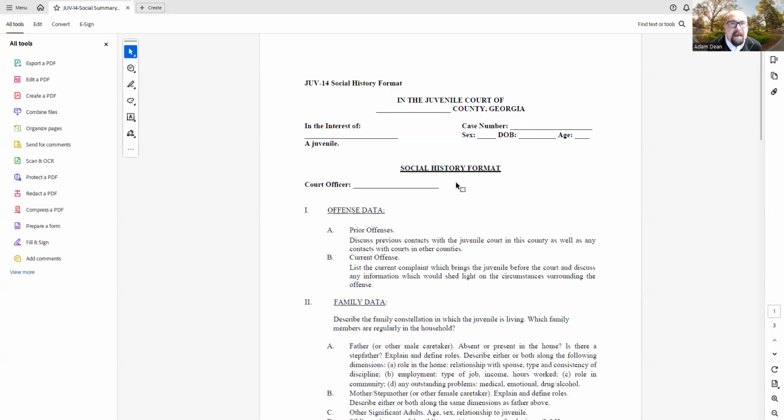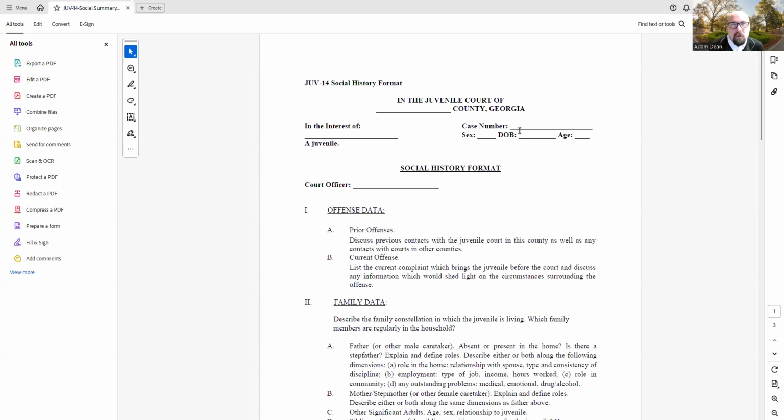If you remember when we were talking about this in class at intake, essentially the probation officer or the intake officer will meet with the juvenile and gather some information. And essentially that information that they are gathering goes into this format, which is a social summary. A social summary is completed to give some background to the judge on the child that they're about to go through the process with.